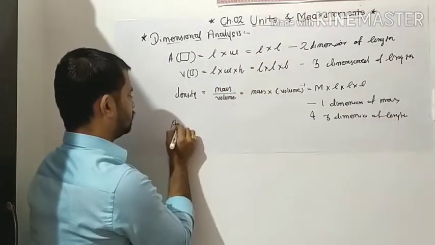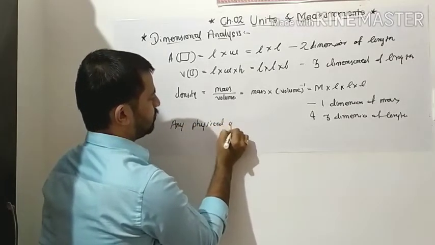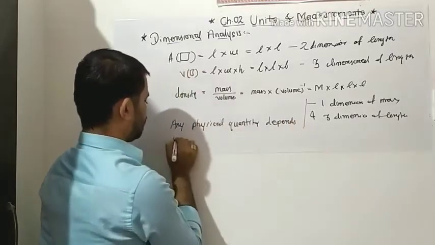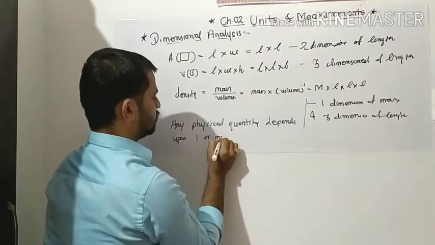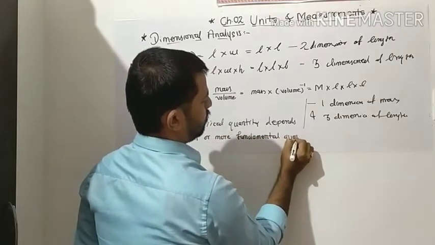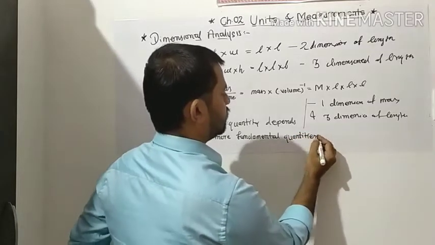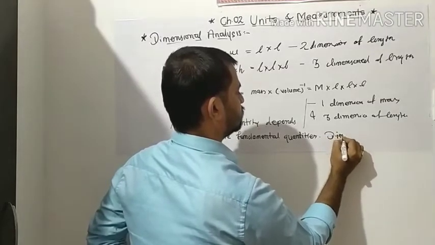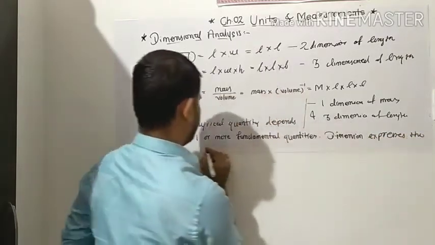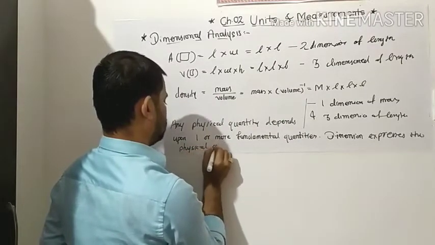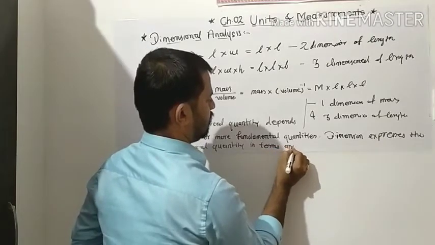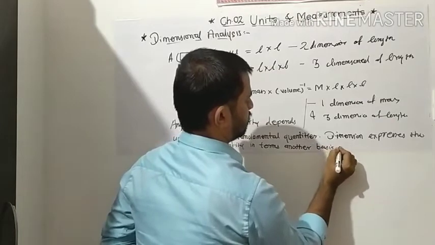So any physical quantity depends upon one or more fundamental quantities, and the dimension expresses the physical quantity in terms of other basic quantities.